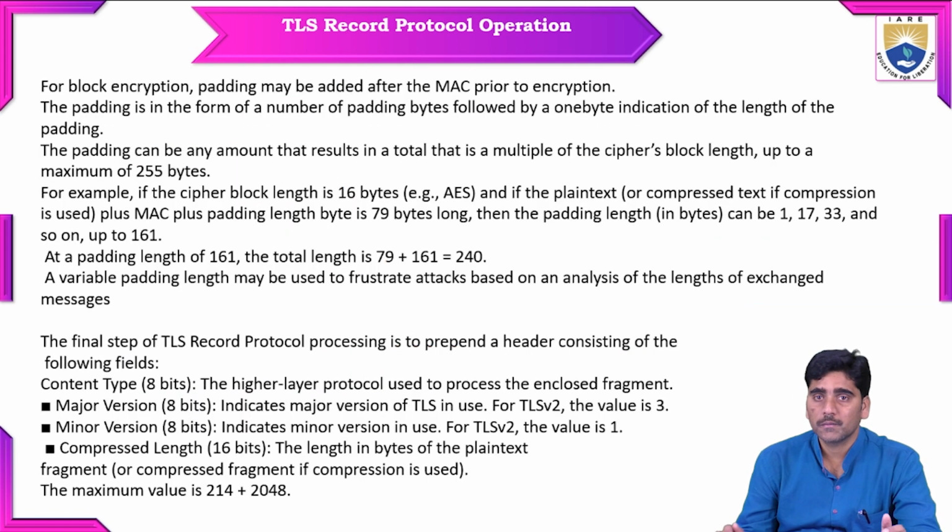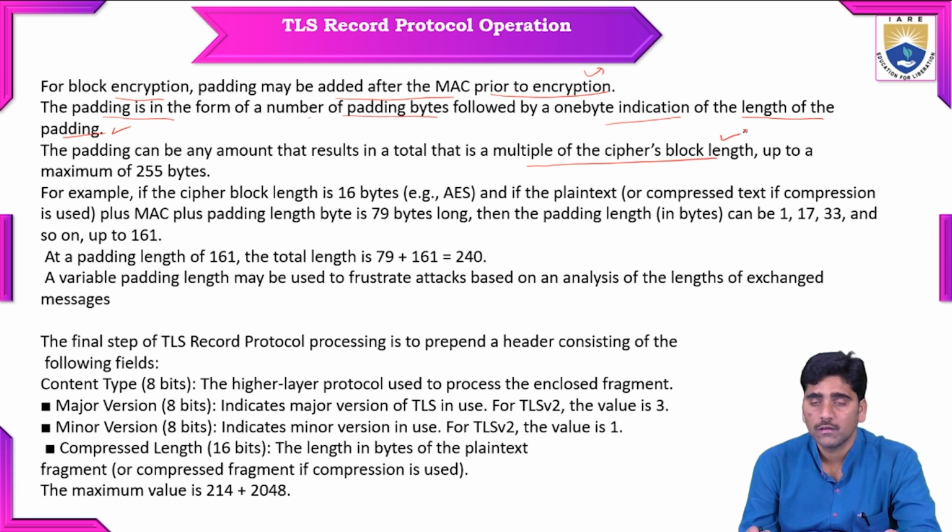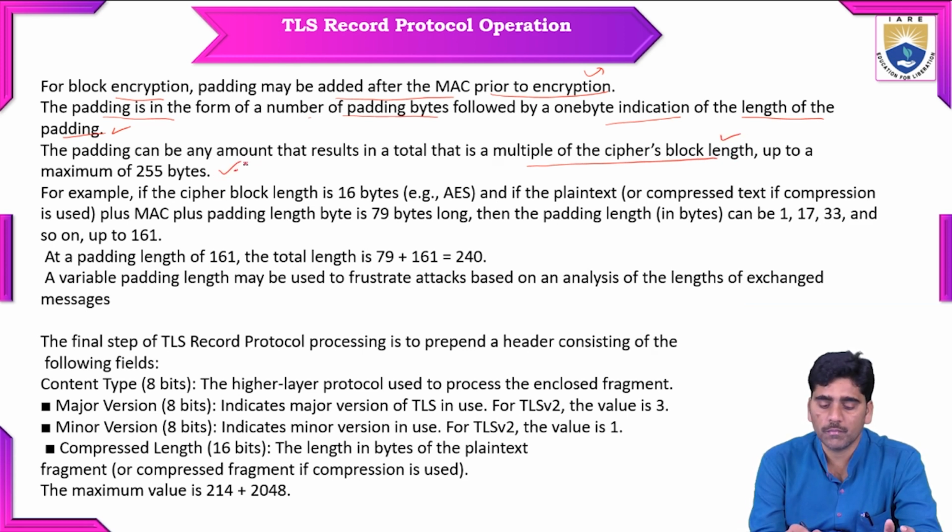So for block encryption, padding may be added after the MAC prior to the encryption, as we discussed before. The padding is in the form of a number of padding bytes followed by a 1 byte indication of the length of the padding. The padding can be any amount that results in a total that is a multiple of the cipher's block length, up to a maximum of 255 bytes.